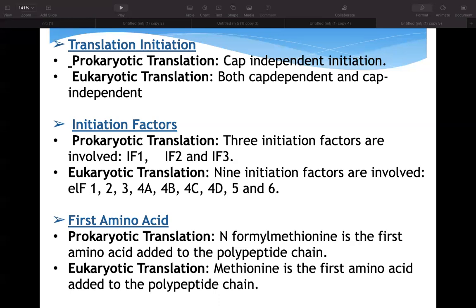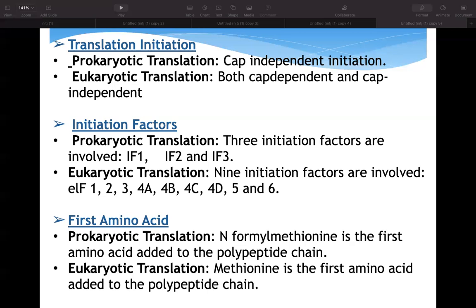The difference in initiation factors: in prokaryotic translation, there are 3 initiation factors involved, that is initiation factor 1, initiation factor 2, and initiation factor 3. But in eukaryotic translation, there are a total of 9 initiation factors involved, that is eukaryotic initiation factor 1, 2, 3, 4A, 4B, 4C, 4D, 5, and 6.